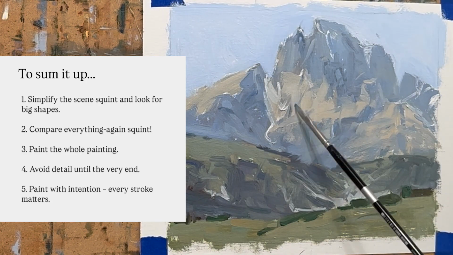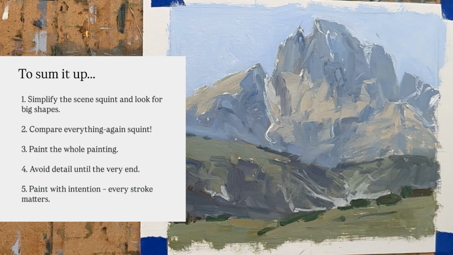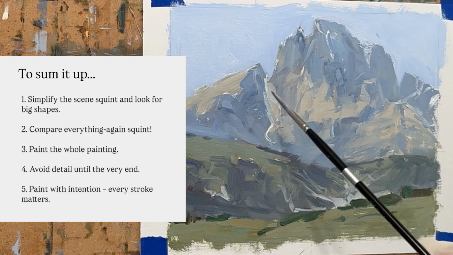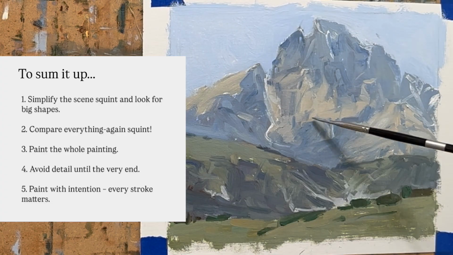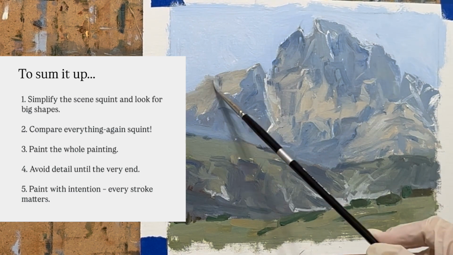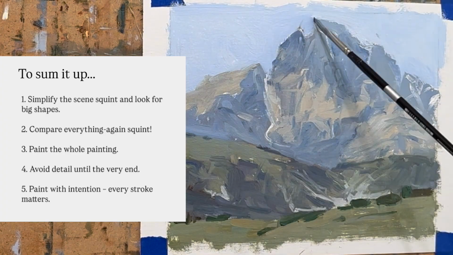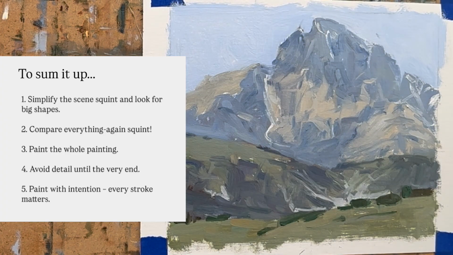So to sum it up, first, simplify the scene. Squint and look for big shapes. Number 2, compare everything. The color, the value, the color temperature, everything. Number 3, paint the whole painting, not just one small little part at a time. Number 4, avoid detail until the very end. Number 5, paint with intention. Every mark matters. These are just some of the habits I return to again and again in my own work. I hope they help you as much as they have helped me.